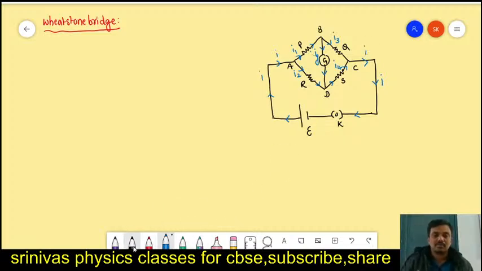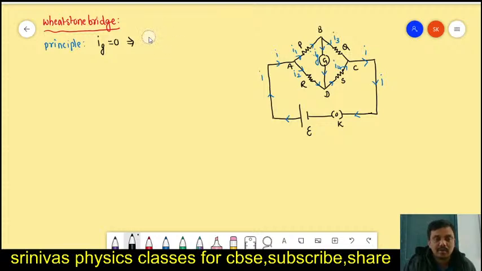Now, what is the Wheatstone bridge principle? The principle is very simple. When the current through the galvanometer is zero, IG, that means current through the galvanometer is zero, the bridge is said to be balanced.